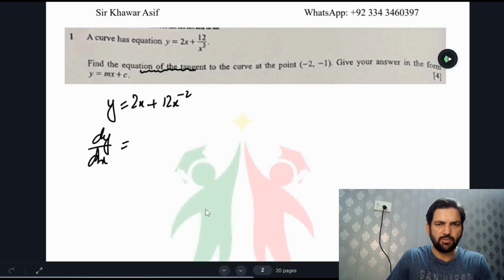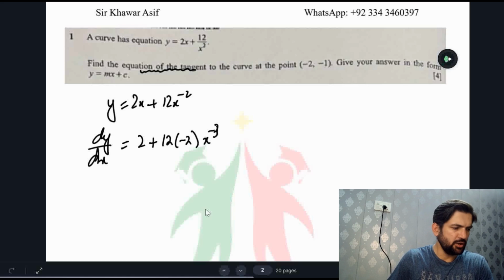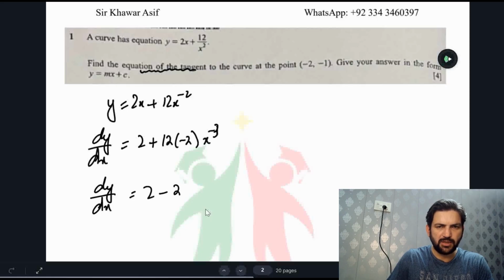So this will be equal to 2 plus 12 into minus 2 x power minus 1, so x power minus 3, because minus 2 minus 1 will be equal to minus 3. If we simplify it, dy by dx is equal to 2 minus 24 x power minus 3.